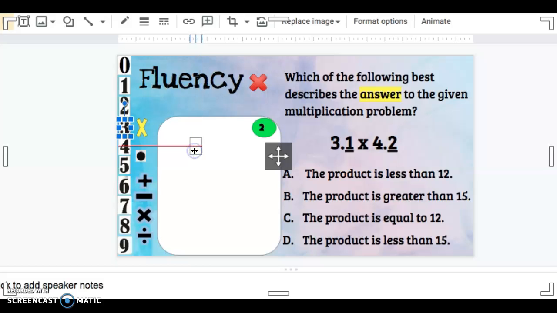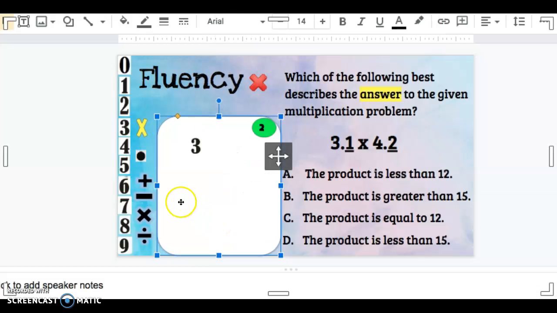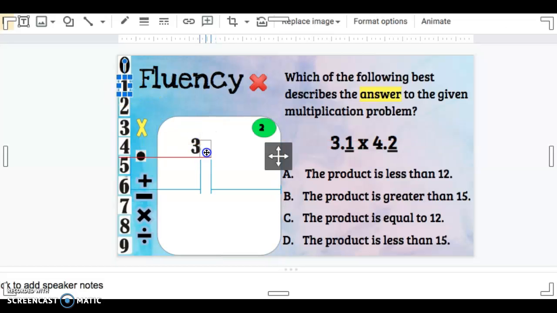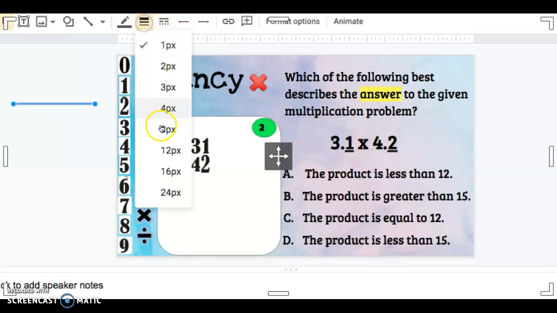So I have 3. Oops, let me order this. You will not have to do this. Send this to the back. You have the 3. You have the 1. And then you have the 4. And then you have the 2. Notice I lined them up based off their place values as if they were whole numbers. And then I will have a line above for you to draw, so you will not have to worry about doing this. It will be there for you. I just don't have it on my screen yet.